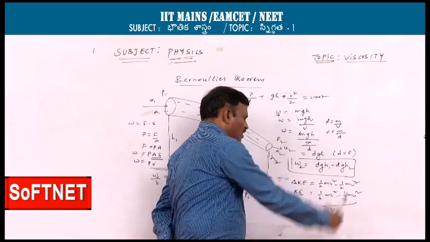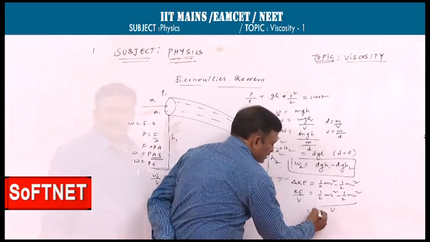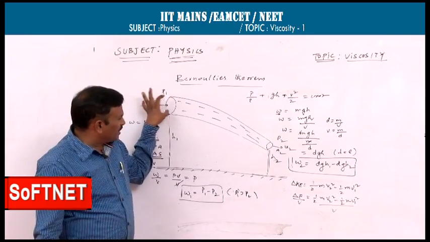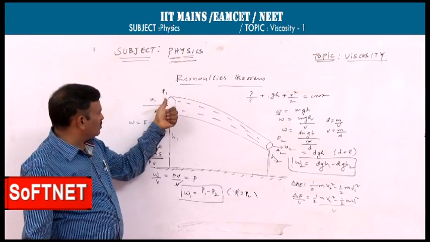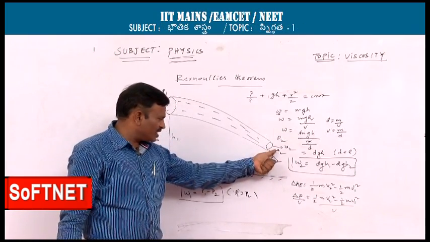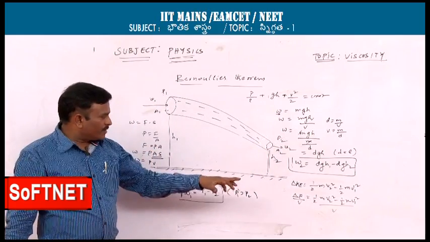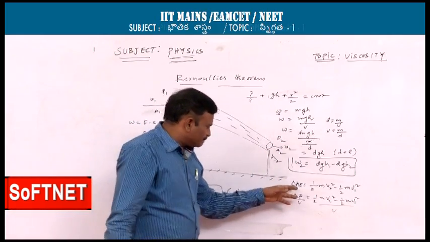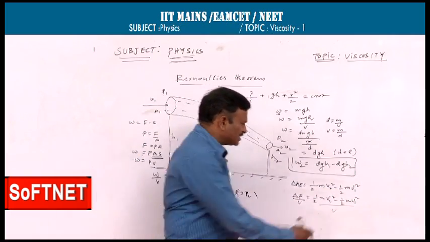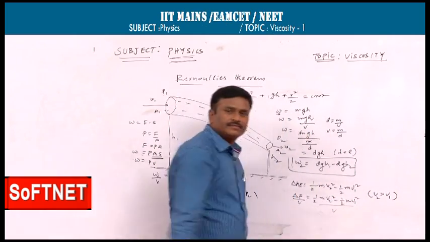Similarly, volume is equal to mass by density. So here we can write kinetic energy. The liquid flow possesses less kinetic energy over here because the velocity is less compared to the lower edge. Here at H2, velocity is more. So the difference in kinetic energy is half m v2 square minus half m v1 square, as V2 is greater than V1.